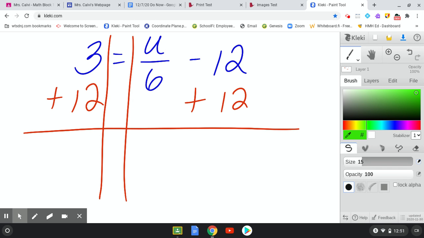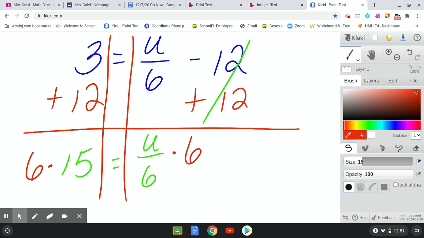This positive and negative 12, these cancel. We're left with u divided by 6 is equal to 3 plus 12, which is 15. This is division, so I need to use multiplication. I'm going to multiply both sides by what I want to get rid of, and the 6 is what I want to get rid of.